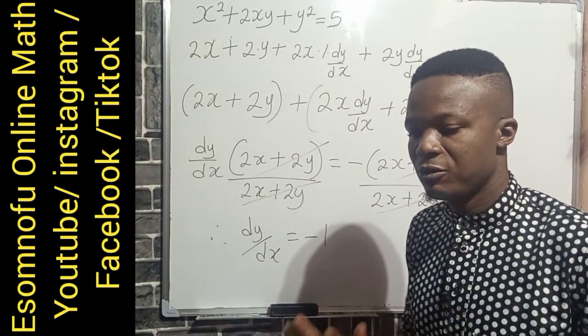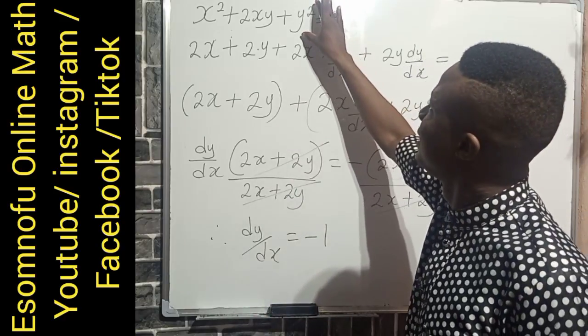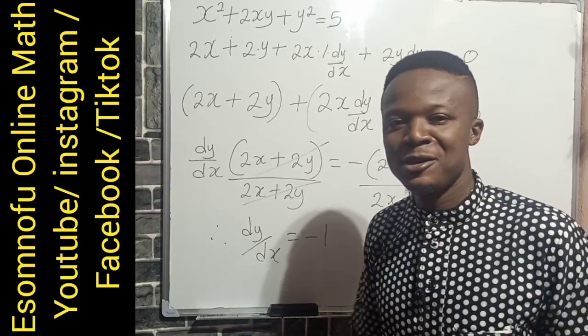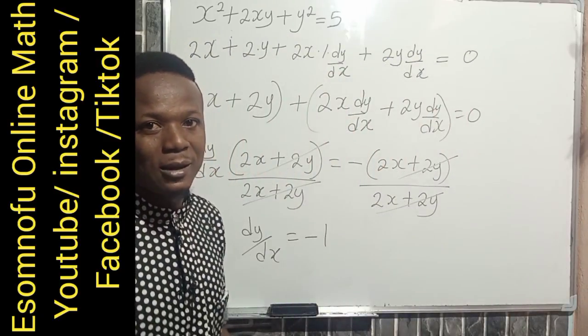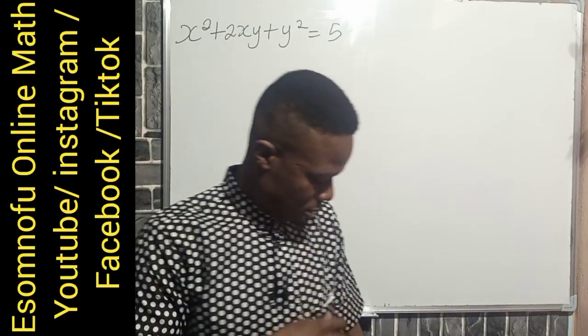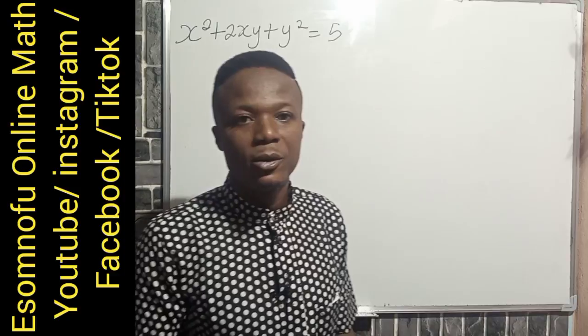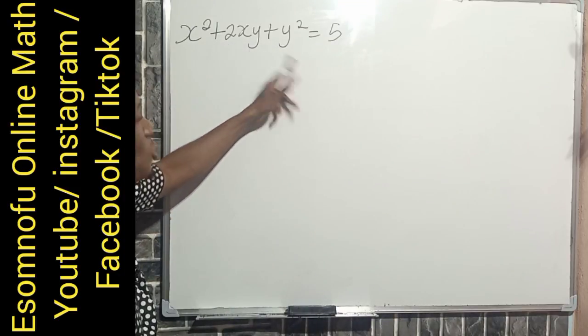This is the normal way of doing implicit differentiation, but for this particular function, there is a way I'm going to do it now, though it's not always applicable in all cases. But for this particular problem, watch how I'm going to solve it. Okay, now this is the way I'm going to solve this. You know that this is a quadratic equation.